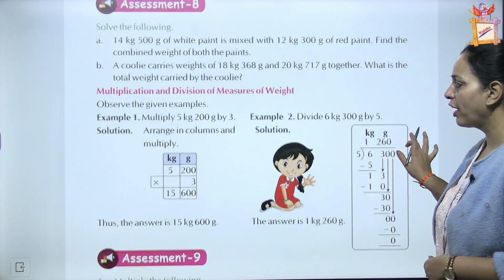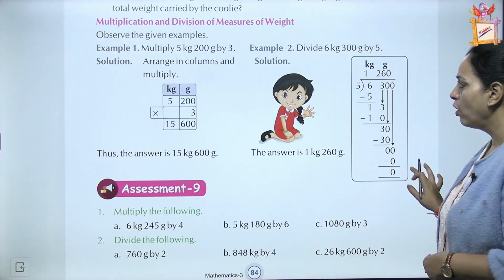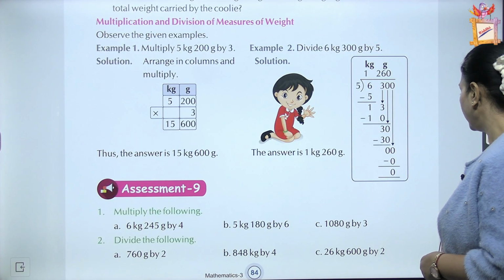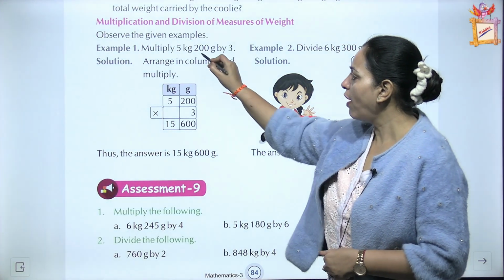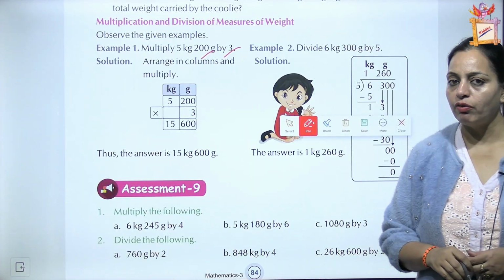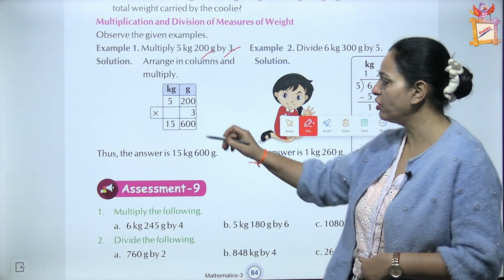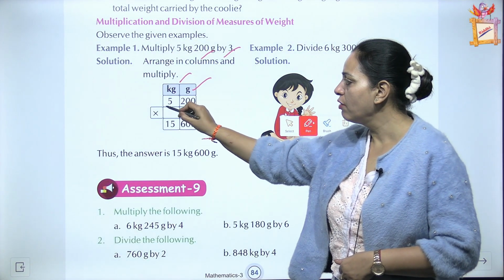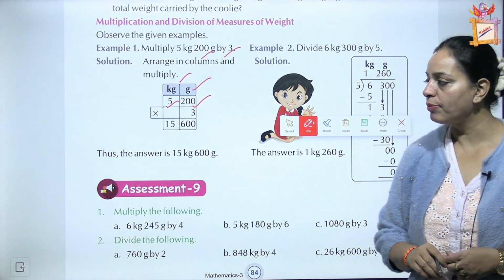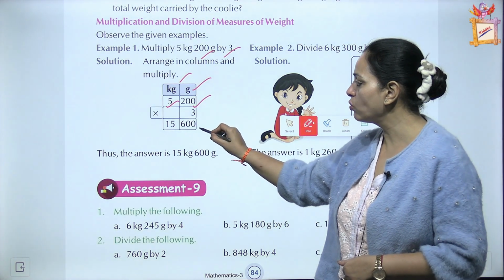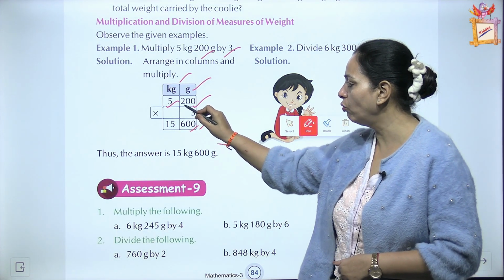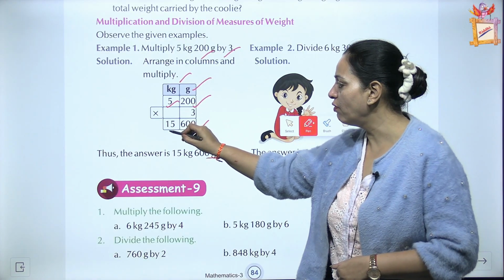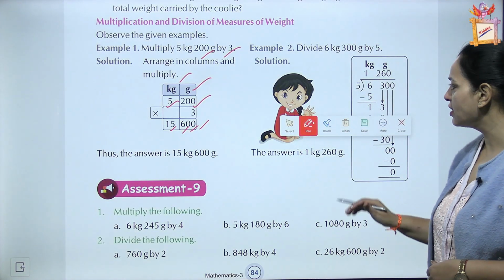Now multiplication and division of measures of weight. Observe the given example. Example 1, multiply 5 kg 200 gram by 3. Simple multiplication. Arrange in columns kg and gram. 5 kg 200 gram multiply by 3. 3 zeros are 0, 3 zeros are 0, 3 2s are 6, then 3 5s are 15. So this is the answer.